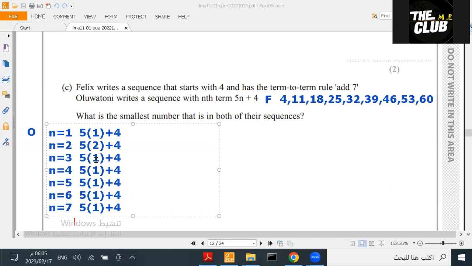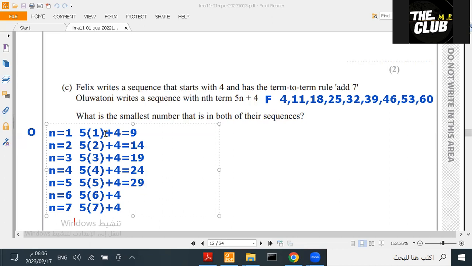I'll put 2, 3, 4, 5, so here we put the ends, then 6 and 7. And then we will check. First one gives me what? 5 times 1 plus 4, it's 9. Second one, 5 times 2 is 10, plus 4 is 14. Third one, 5 times 3 is 15, plus 4 is 19. 5 times 4 is 20, plus 4 is 24. 5 times 5 is 25, plus 4 is 29.